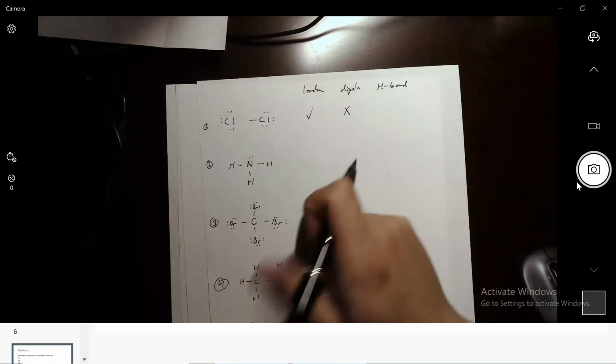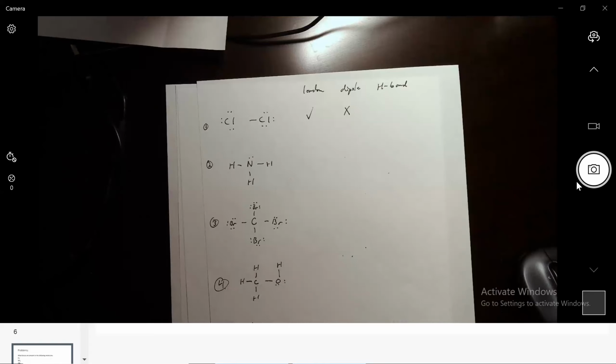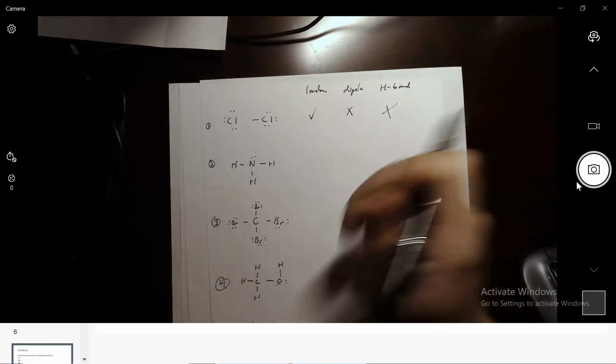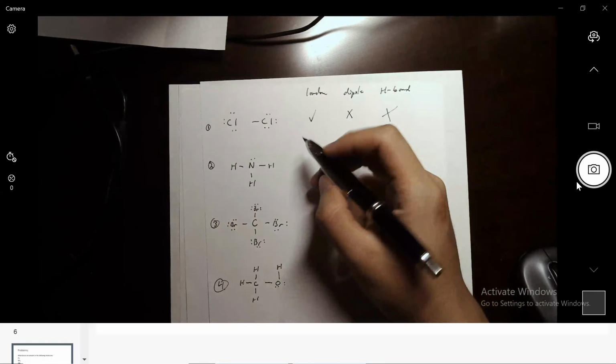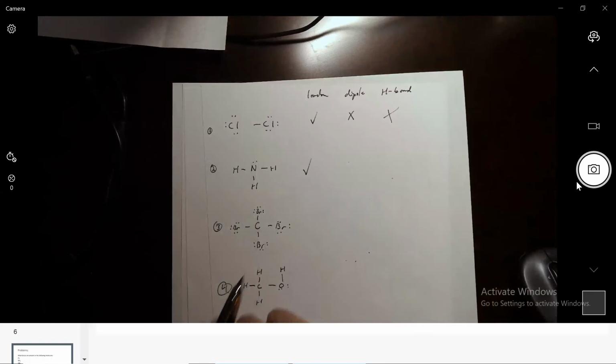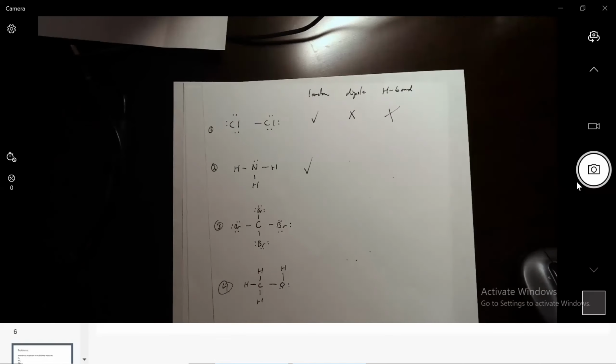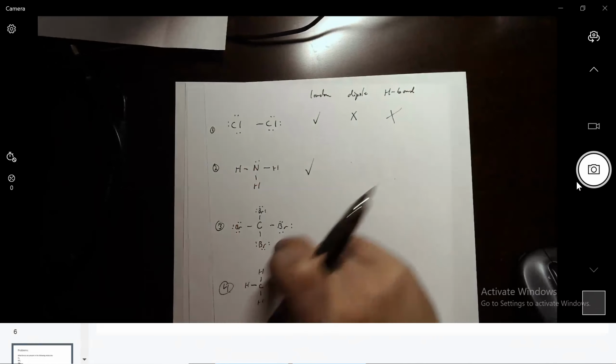Do we have hydrogen bonding? What do you think? Nope. We don't even have hydrogen atoms here, so we can't have hydrogen bonding. Okay. Ammonia. So all molecules have London forces. What about dipole forces? Do we have a more electronegative element? Yes, because the nitrogen is more electronegative than the hydrogen.